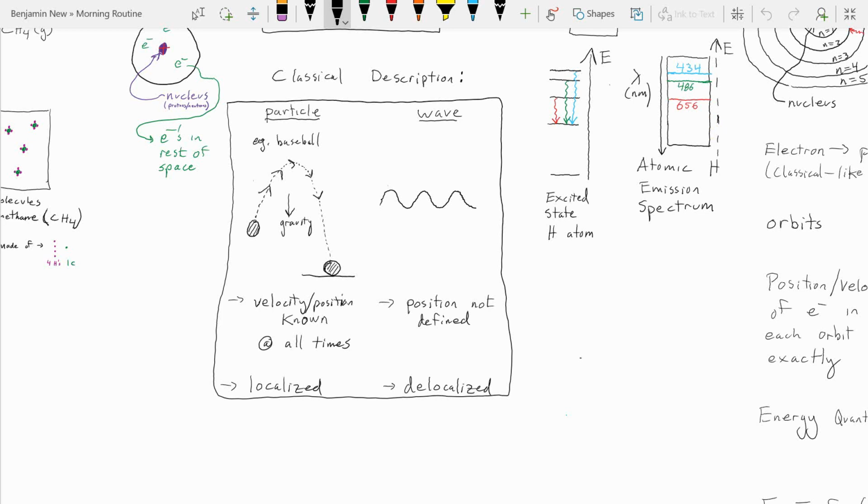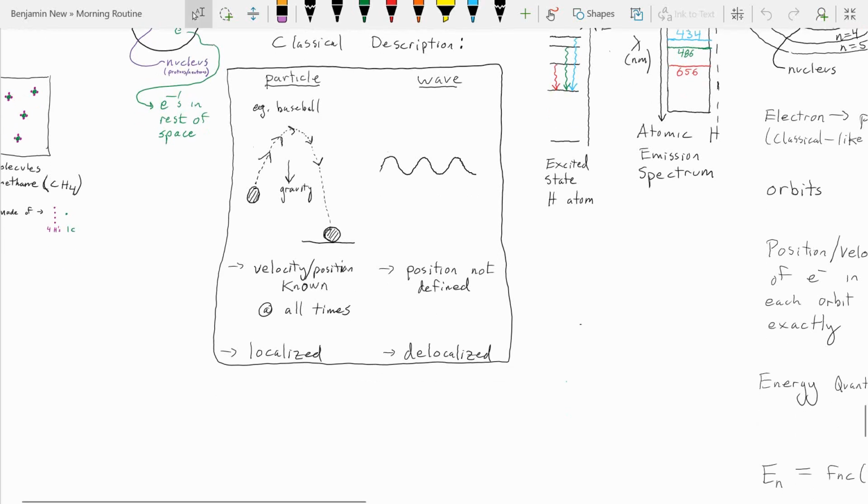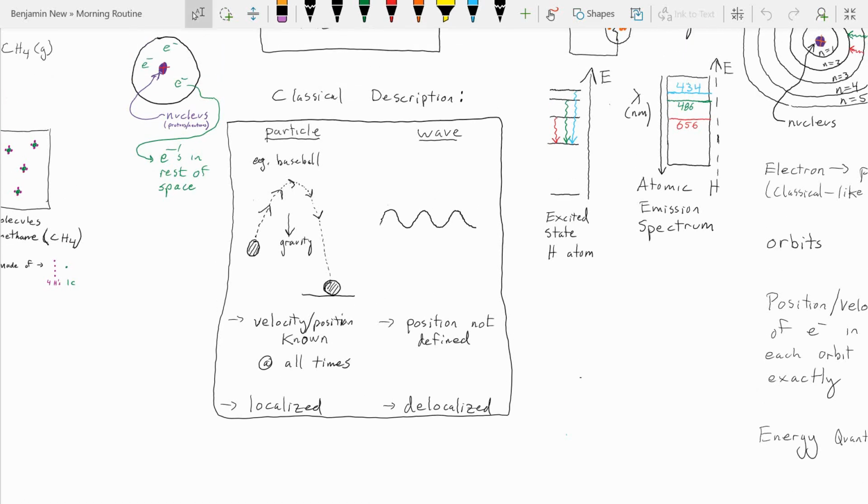In other words, you're going to be able to pinpoint exactly where the ball is and its velocity at any given point in time along this dotted path until it hits the ground. And so the velocity and position are known at all times for a classical particle or something that has mass. In other words, it is also localized because we know the position and the velocity to exactness at every single time.